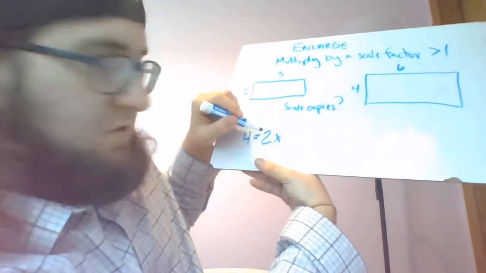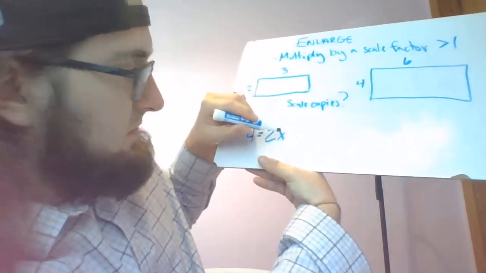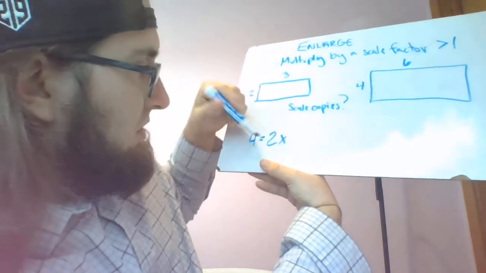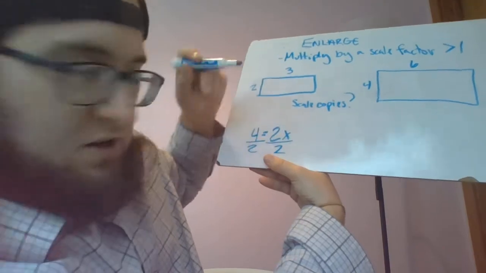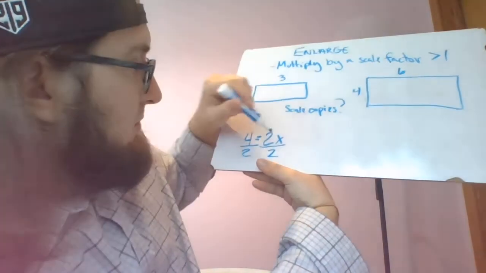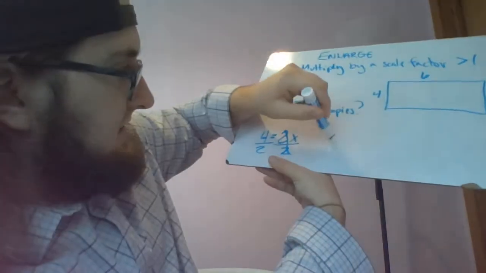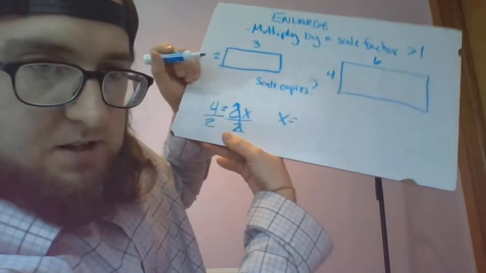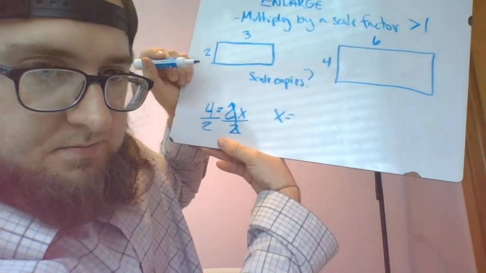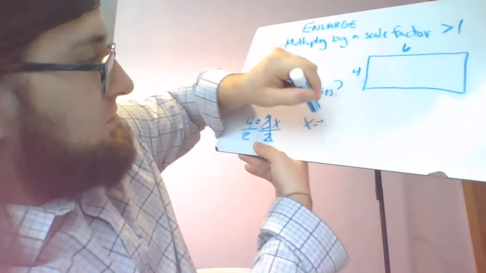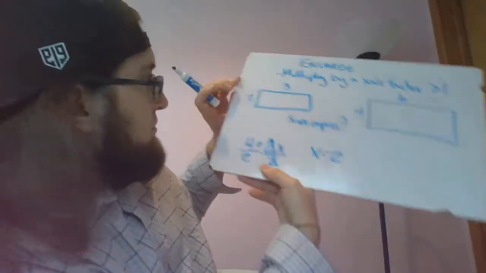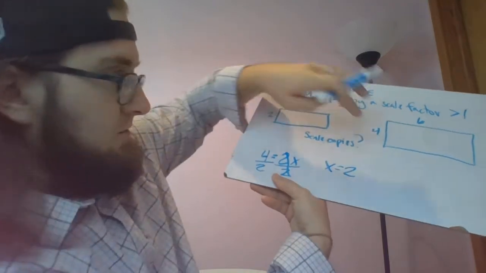So this is called a coefficient. It's a number touching the variable, a number multiplying the variable. So we want our variable by itself. So we're going to divide both sides by 2. And this is how you're going to solve all of these scale factor problems. So that's going to cancel, and x is equal to, what's 4 divided by 2? Good. It's 2. So we've proven that we multiplied the 2 by 2 to get 4.